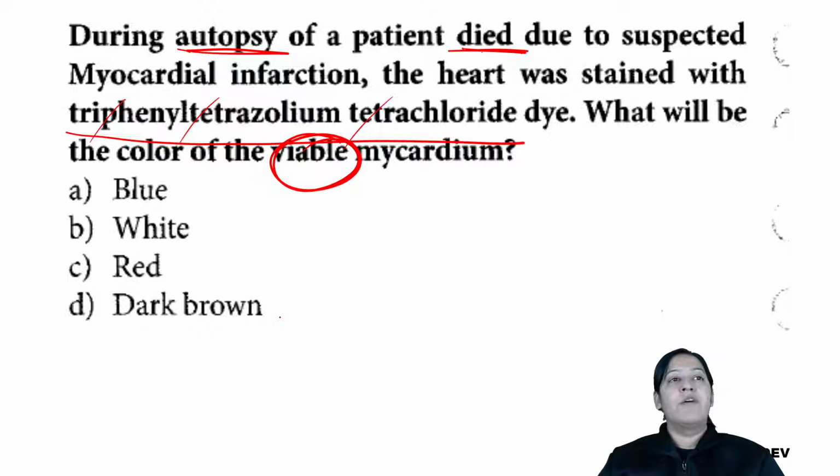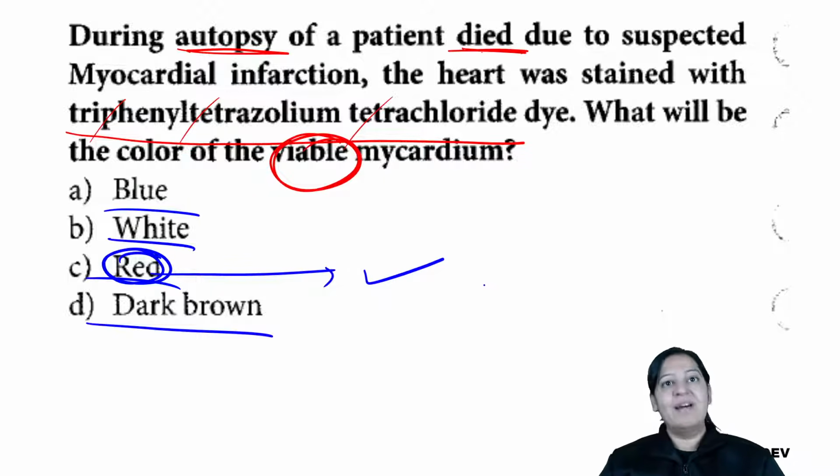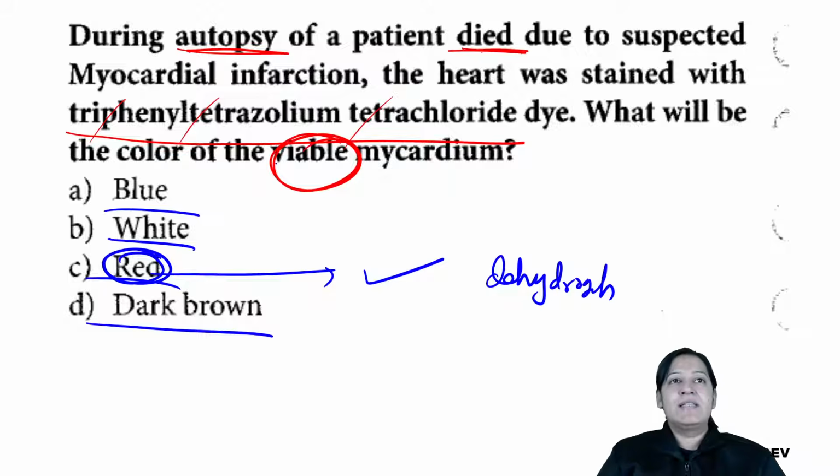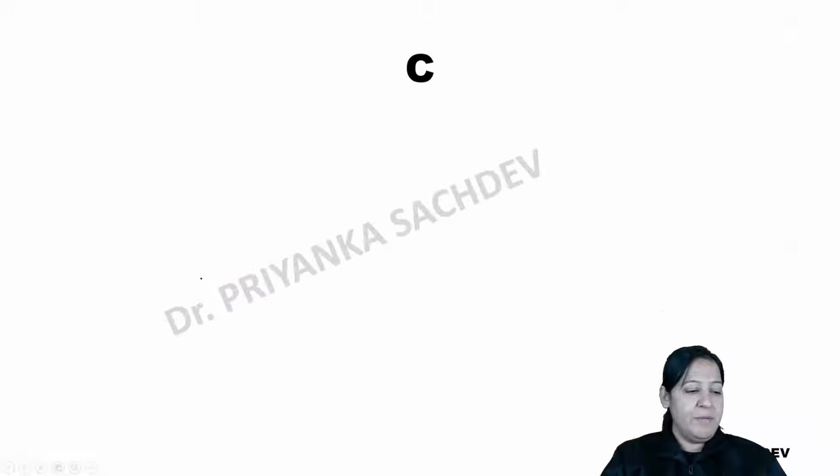What is the color of the viable? So yes, welcome Singh, you are absolutely right. Is it blue, white, red or dark brown? The answer here is red. Viable tissue has red color because of the enzyme dehydrogenase inside it. And instead of viable, if I ask non-viable or dead in the same question, then the answer will be yellow, but yellow is not there in the options, so I will go with white. But here viable is asked, so the correct answer will be red.